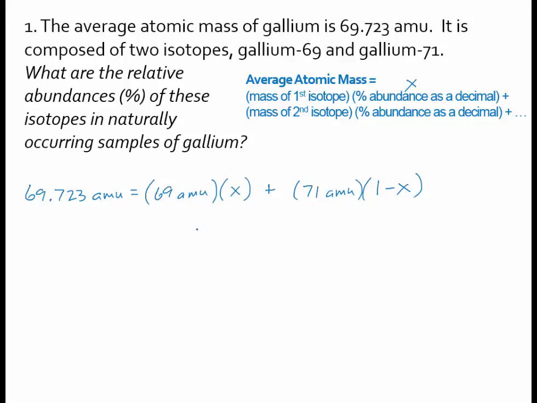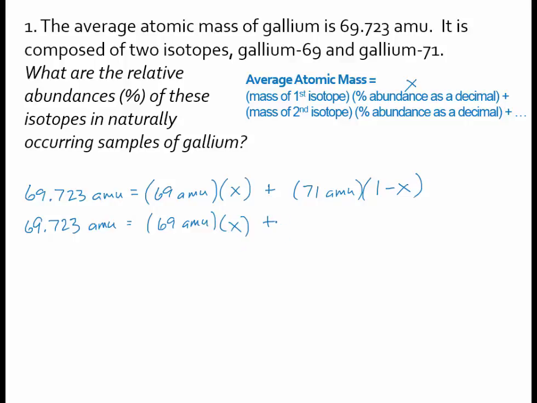So first thing to do, we want to get x by itself eventually, but we're going to have to begin by distributing out 71 AMUs. So I'm just going to rewrite my equation again and just do that first part. So 69.723 AMUs, still on the left side of my equation. On the right, I really can't do much here yet, so 69 AMUs times x.